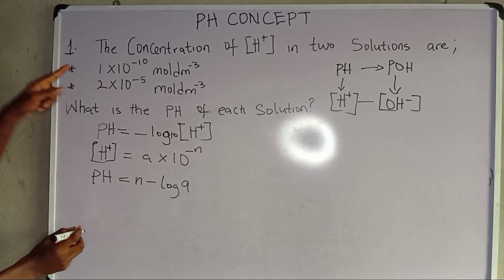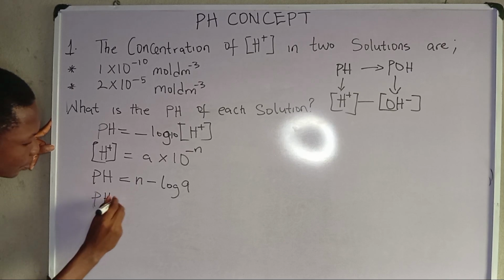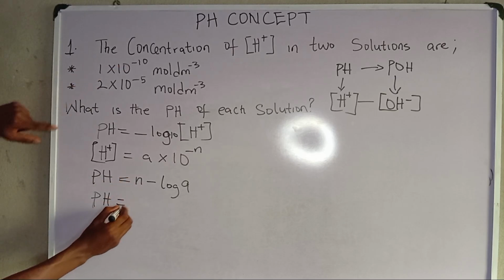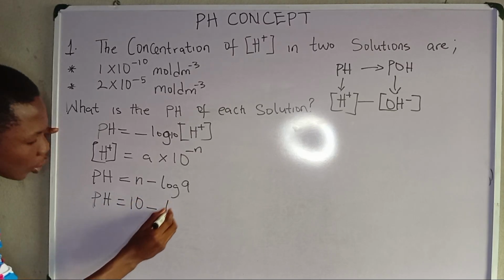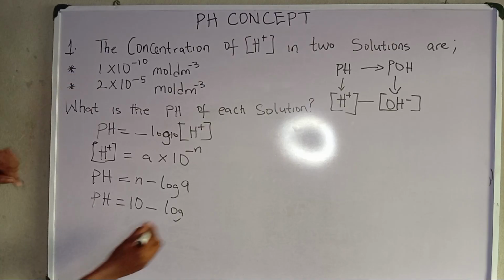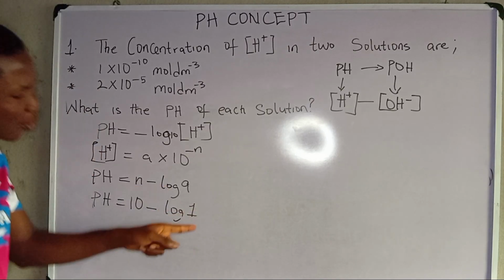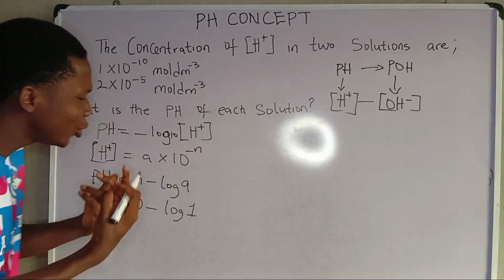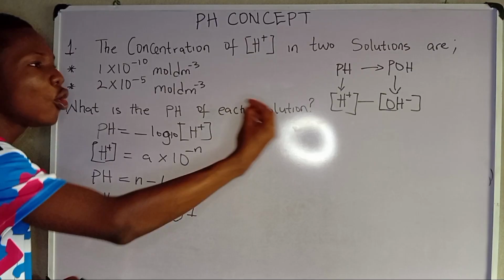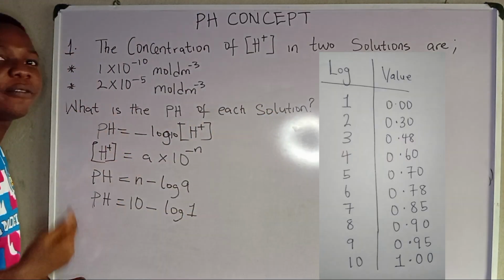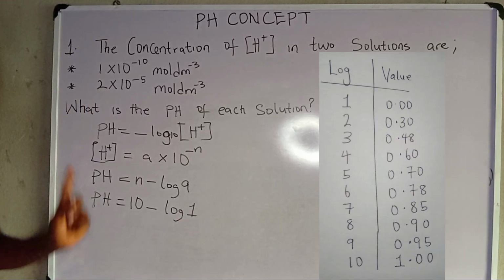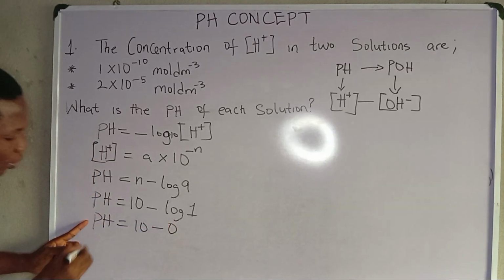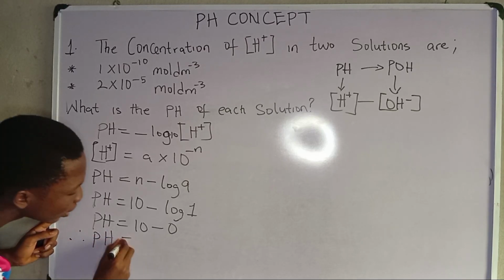So the pH of the first one is simply our n, which is 10, minus log A, and A is 1, so we can just say log 1. Even at this point, we need a calculator, but there's no calculator. What do we do now? This is why you should have the log 1 to log 10 table by heart before you enter the exam. Log 1 is equal to 0. So pH is equal to 10 minus 0. Therefore, the pH will be equal to 10.